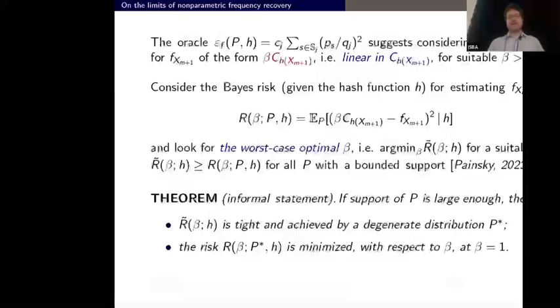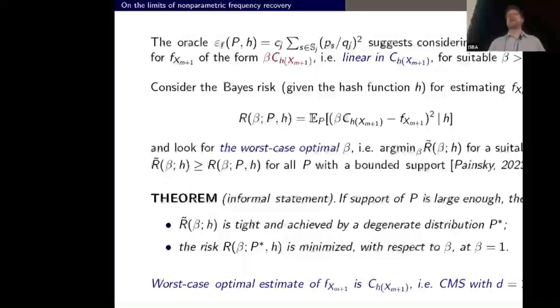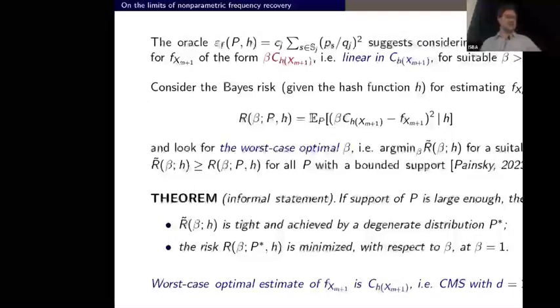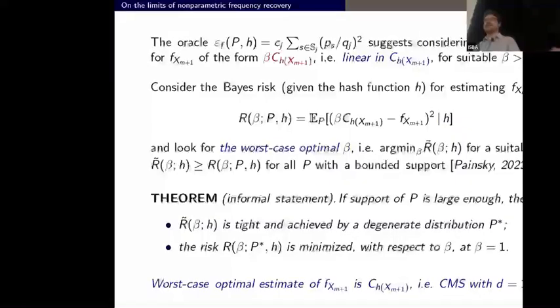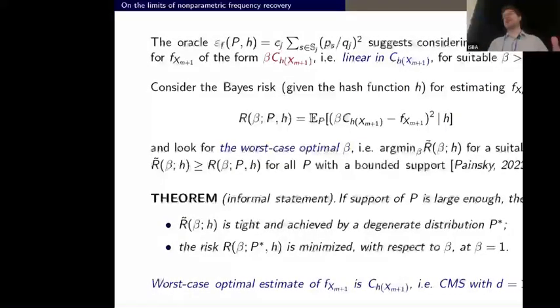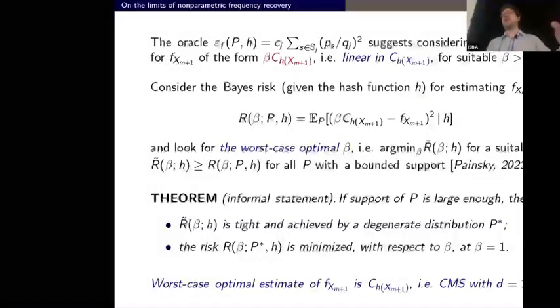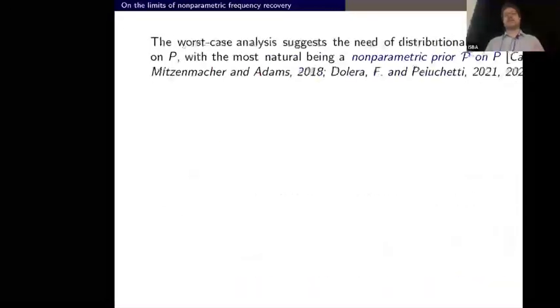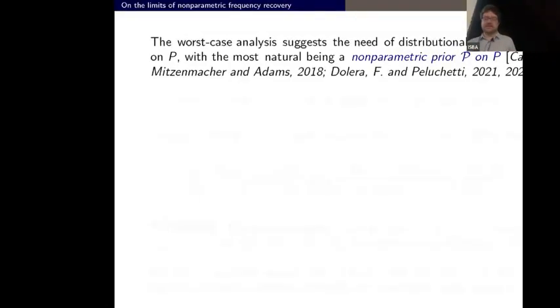What does that mean? It means that I recover the trivial estimate. Okay, so this has two meanings. One, it's a rigorous proof of the trivial estimate. It's saying that the trivial estimate is the worst-case optimal estimate. And the other message is that if we don't place assumptions on P, we don't go far away. Okay, so that's my motivation.